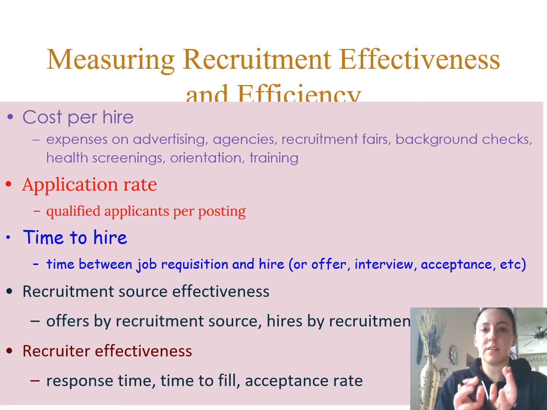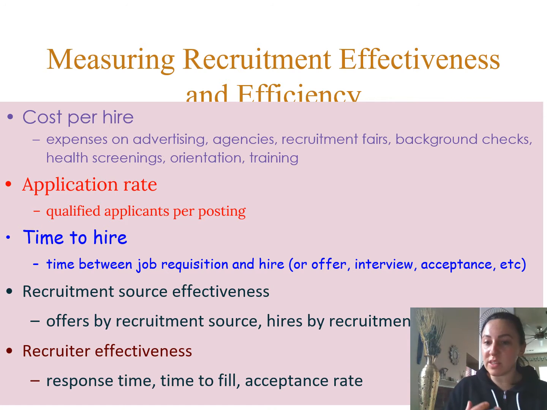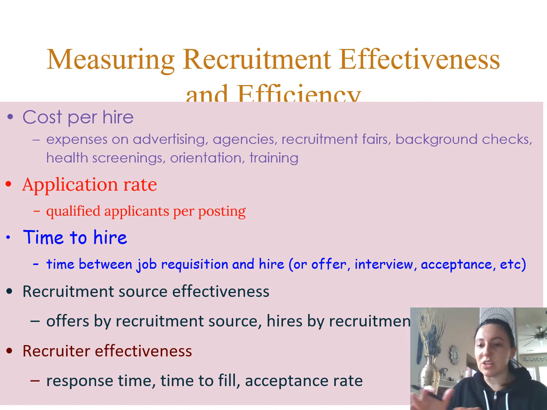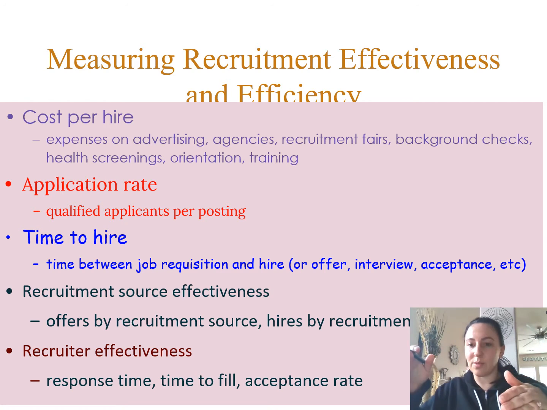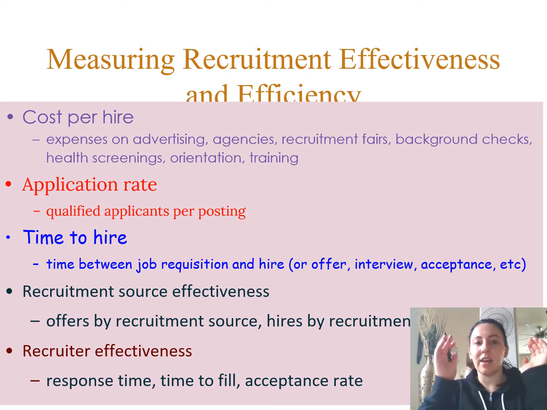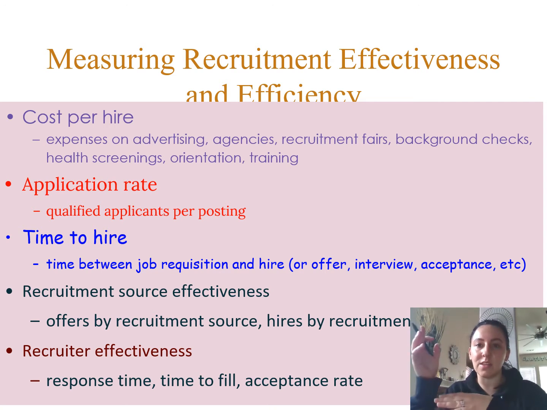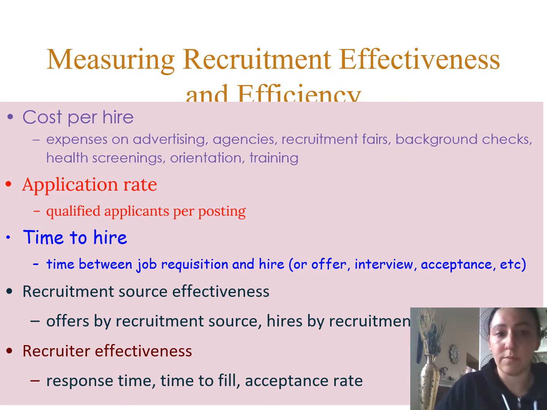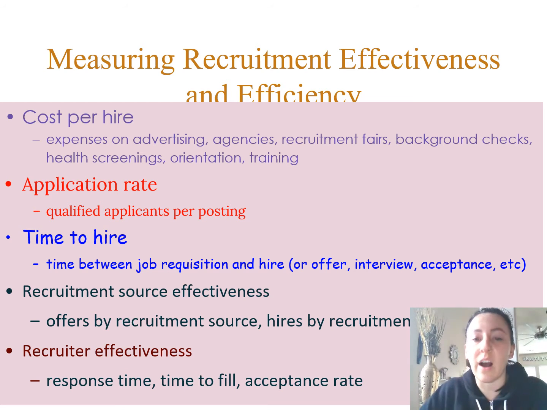This is the measuring recruitment effectiveness and efficiency. These are different measurements that we can keep track of throughout the whole recruitment and selection process to the point of hiring, from the point where we post our job posting to the point where we actually hire the employees. Keeping track of all these different measurements is going to help us make that whole process even more effective and more efficient in the future. Okay, so some things that we should look at would be the cost per hire.